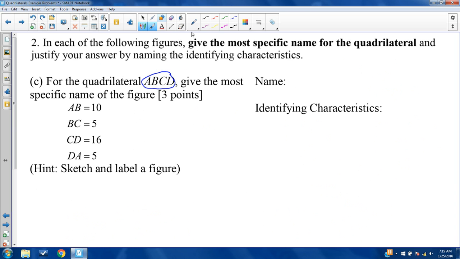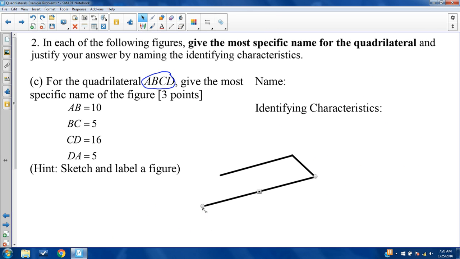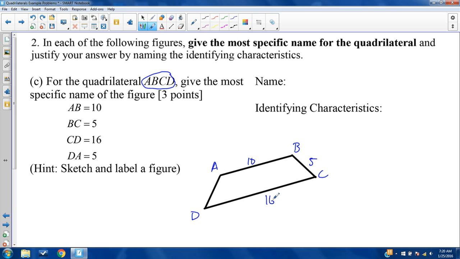Now this is quadrilateral ABCD. So I'm just going to draw 4 lines here: AB, BC, CD, and DA. I should probably do it a little differently, because it looks like those sides are the same. Okay, so A, B, C, D. It doesn't really matter how you draw it, but I'm trying to go by the lengths themselves and say, yeah, that fits a little better. Okay, so I drew these 4 sides, and I need the most specific name and the identifying characteristics.